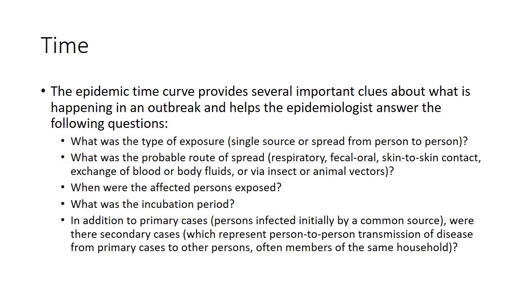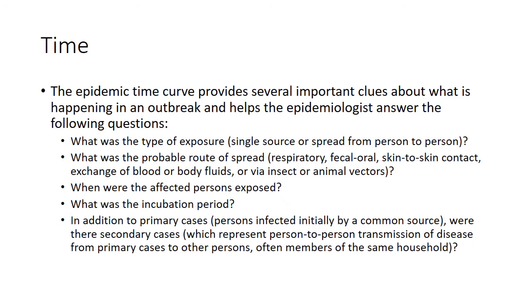Now, these curves help us to provide several important clues about what is happening in an outbreak, and help us answer some of the following questions. First off, what was the type of exposure? Was it a single source, or perhaps was it spread from, say, person to person? What is the probable cause or route of spread? Is this going to be a respiratory issue? Is it fecal-oral? Is it animal or insect spread? Those are all good questions to ask.